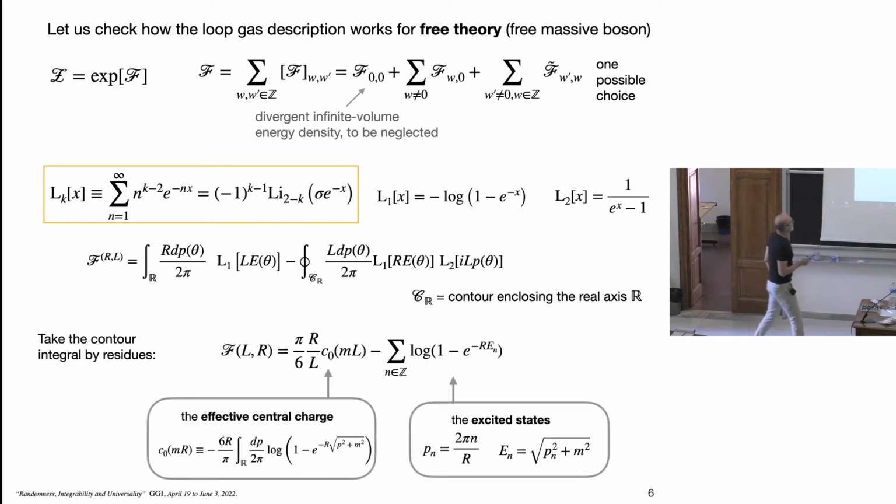And so now, to check that this works, let us perform the contour integration in the second term. So the first term is well known. This is the Casimir energy of the free boson, which is given by this integral. And the second term is some infinite sum of terms, which when you take the exponent of the free energy, will give just the partition function of free oscillators. So it works for the free boson.